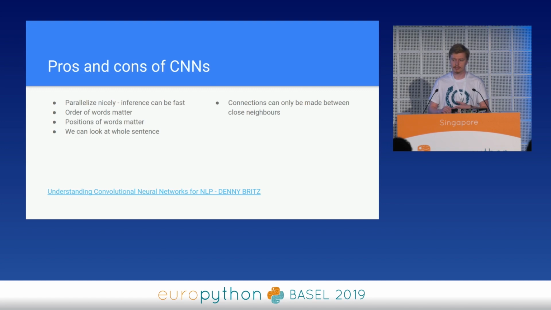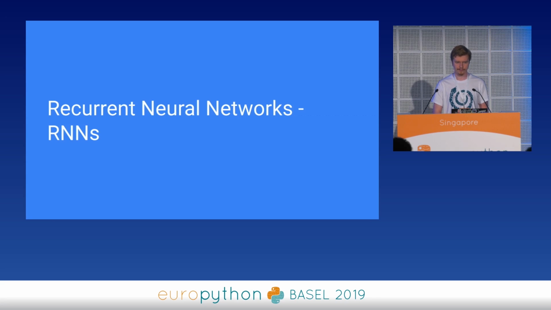Pros and cons of CNNs: they parallelize nicely and have much fewer parameters than fully connected neural networks. Usually, of course, it depends on how you build stuff. Order of words matters, finally. Position of words also matters. And if we want, we can create a network that will look at the whole sentence. It's not so easy in practice, but in theory we can. And if you want to learn more about this, for further reading, Understanding Convolutional Neural Networks for NLP, I also recommend reading that. So now recurrent neural networks.